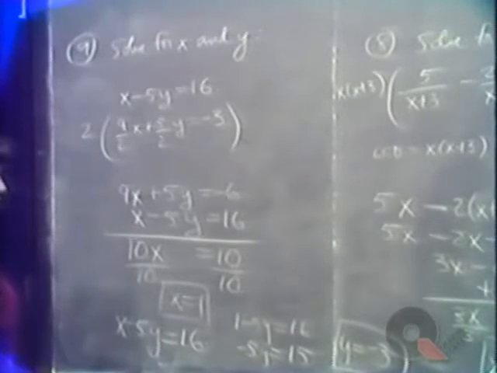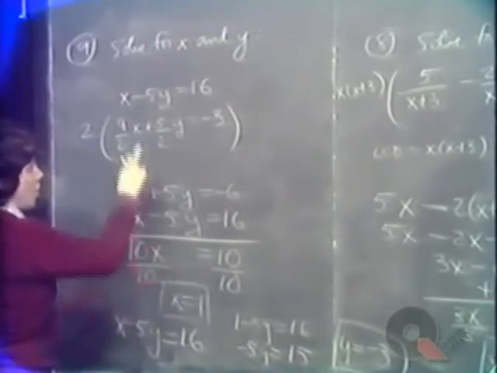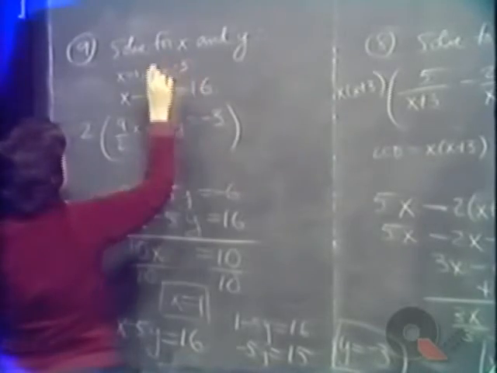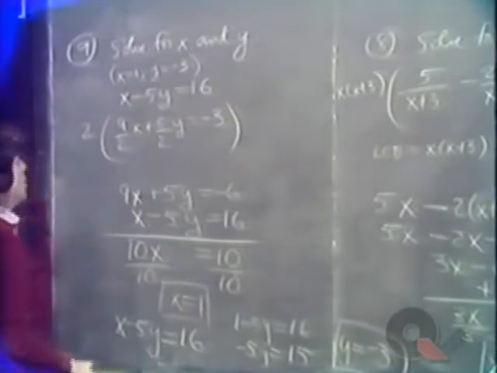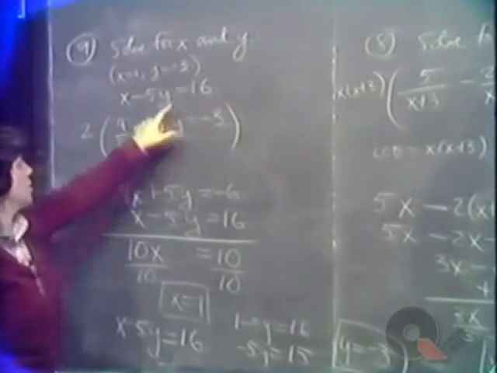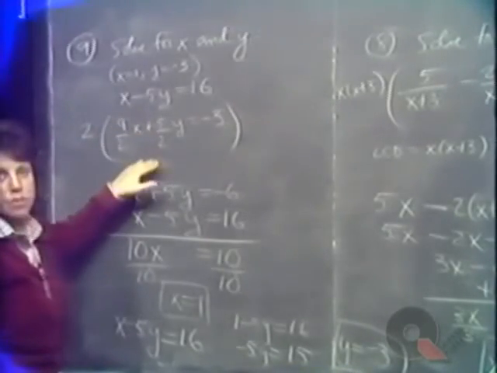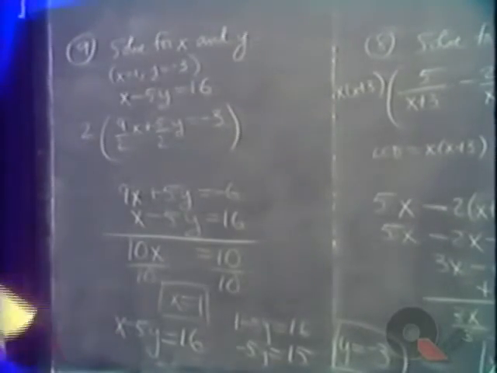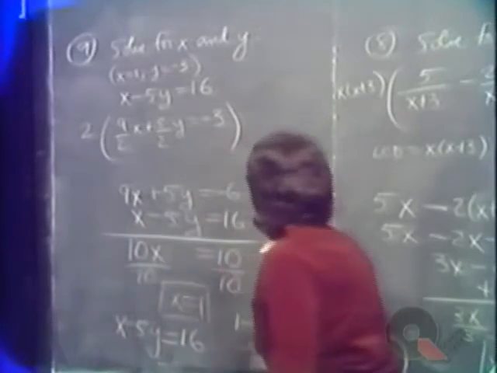Okay, so now I want to check this. In the first equation, it obviously works, so that's what we used to solve. Letting x equal 1 and y equal minus 3, I get 1 plus 15 equals 16. In the second equation, I get 9 halves minus 15 halves, which is minus 6 halves, which is minus 3. So it checks out also. So x equals 1, y equals minus 3 is the solution to this problem.